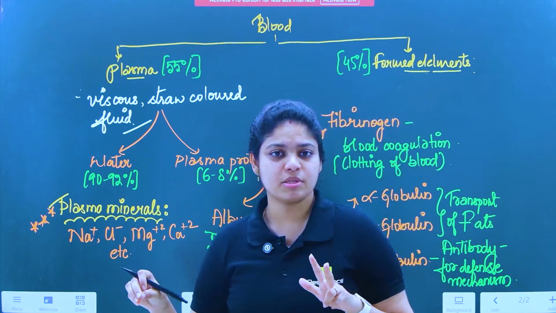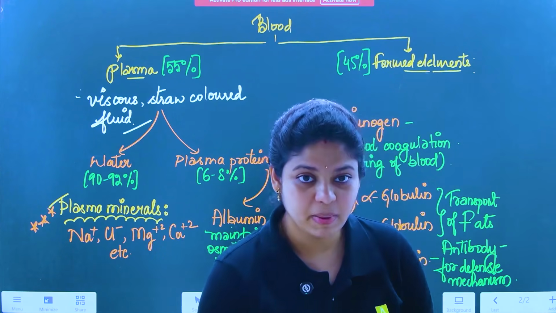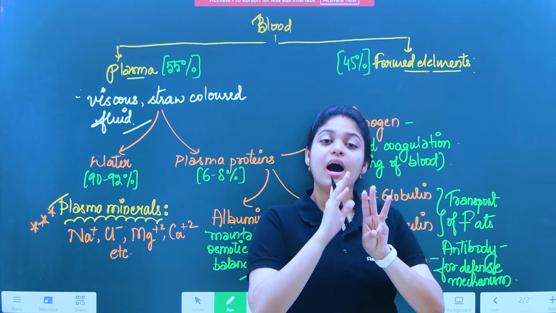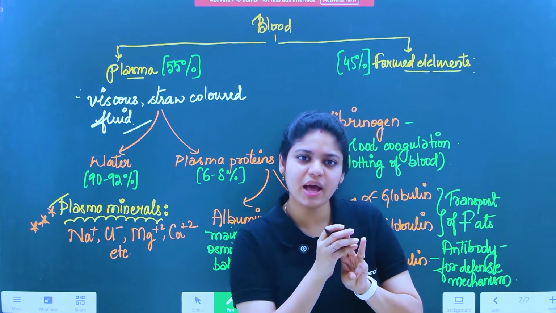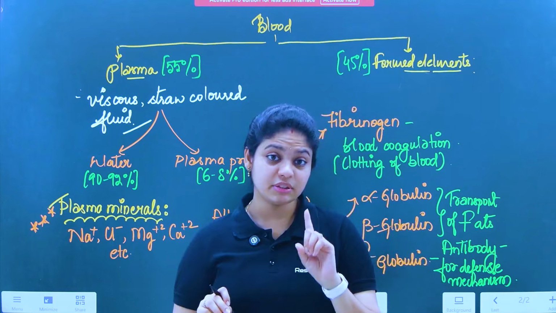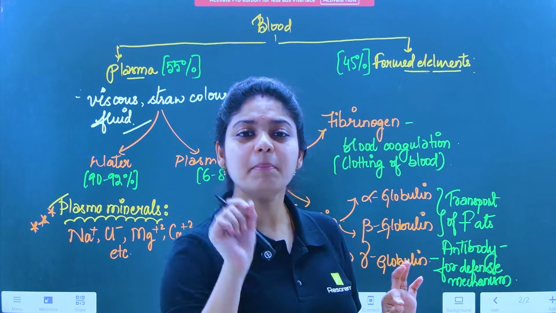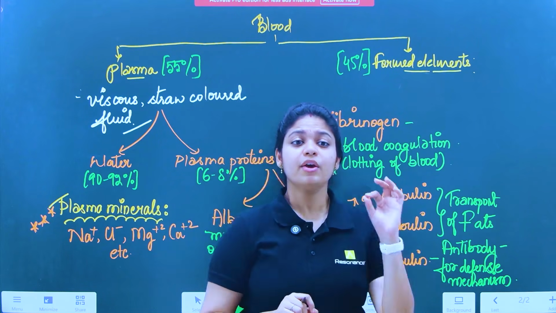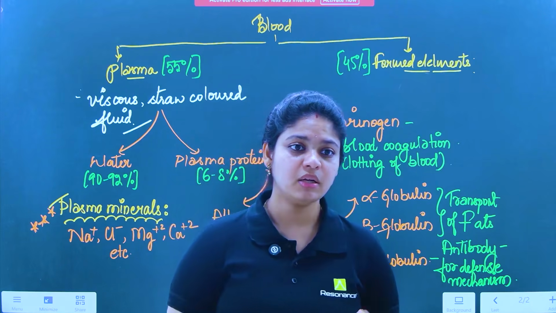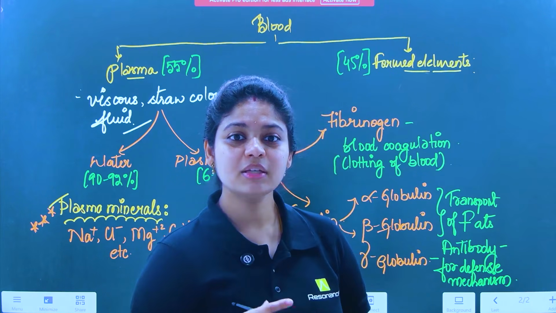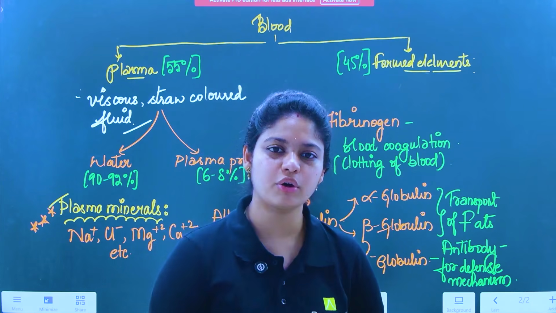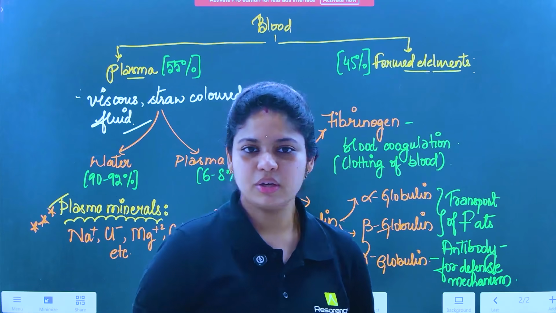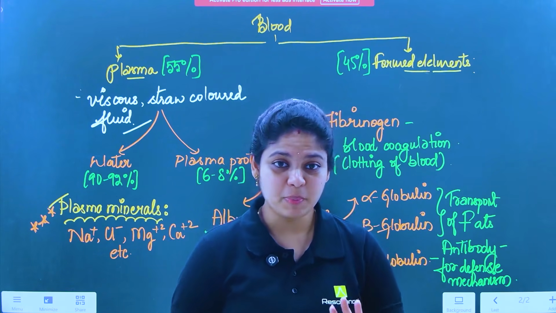Albumin is responsible for the maintenance of the osmotic balance. Globulin again has three types: alpha, beta, gamma. Alpha and beta are for the transportation of fats, gamma is responsible for the defense mechanism. So globulin's major function is defense mechanism. Next, moving on to fibrinogen. Fibrinogen is responsible for the coagulation of blood or clotting of blood. That is the activity of fibrinogen. Got it? So this is about plasma proteins.